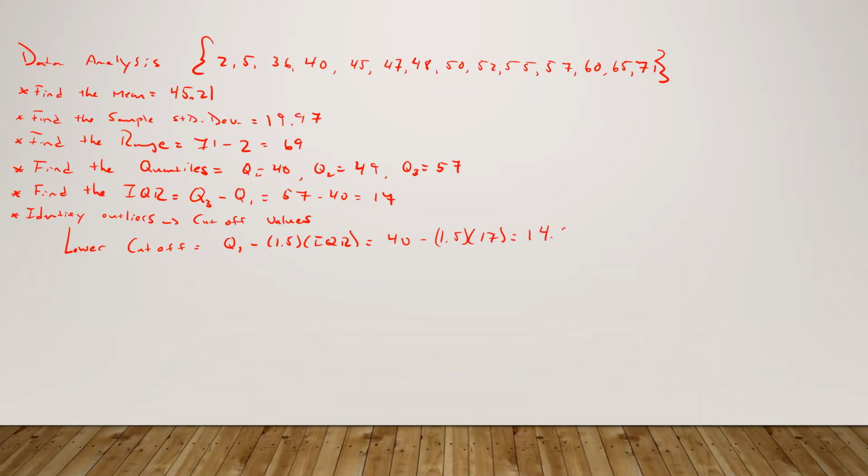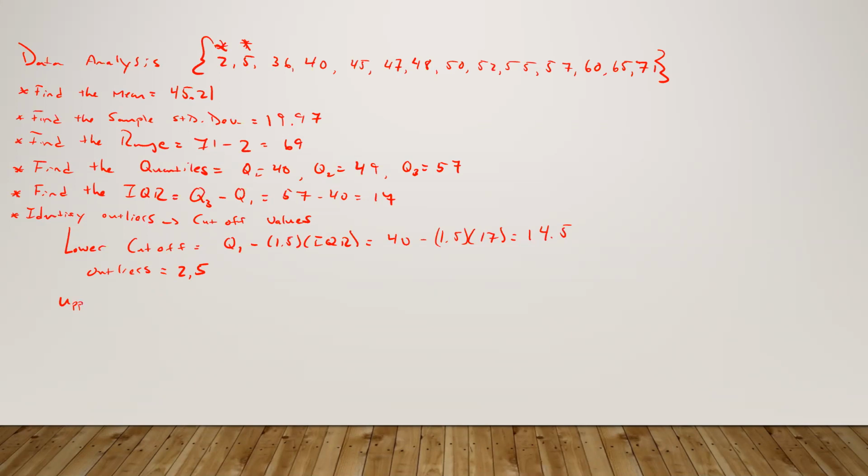So what you have to do is look back at the data set, okay? Are there any values that are less than 14.5? What do you think? Yeah, so this data set has 2 outliers here. It has 2 and 5, okay?